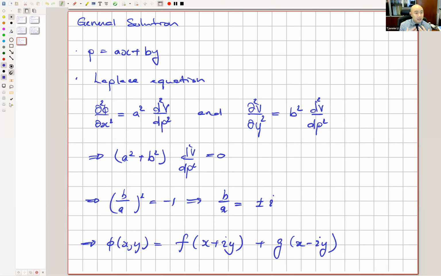And so if I can write this in a generic form like this, then this would automatically be a solution to the Poisson equation.